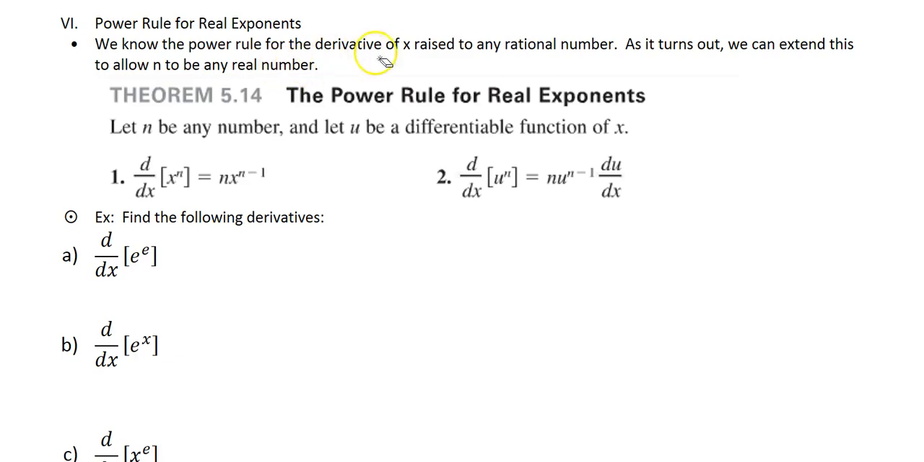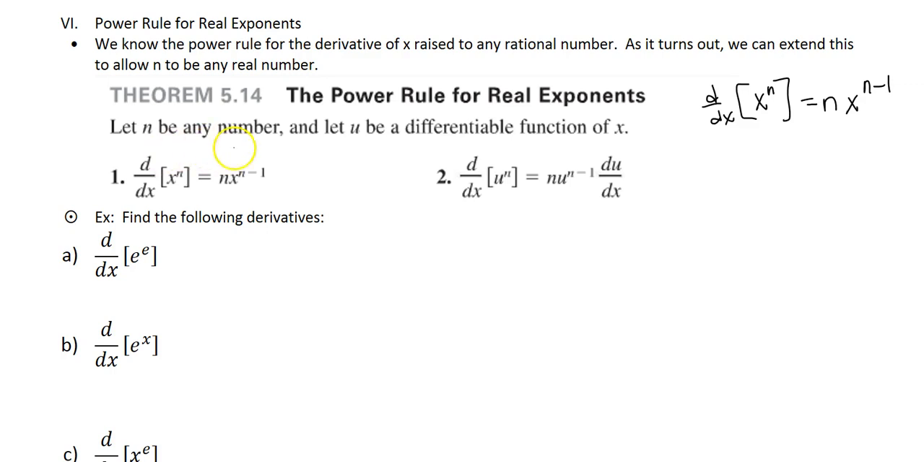Now we know the power rule for the derivative of x raised to any rational number. We know that the derivative with respect to x of x to the nth power is equal to n times x to the n minus 1. And as it turns out, we can actually extend this to allow n to be any real number.